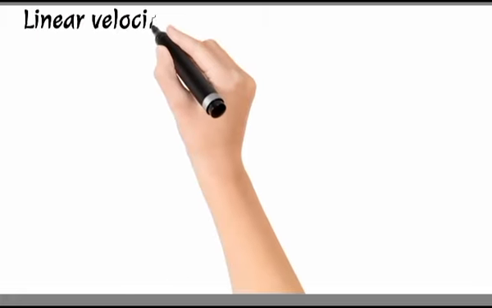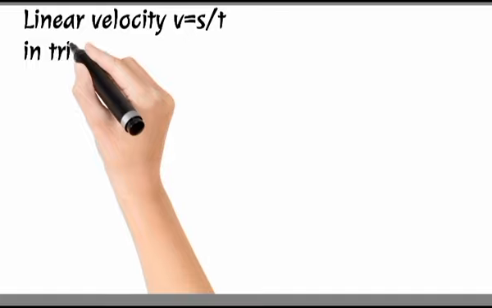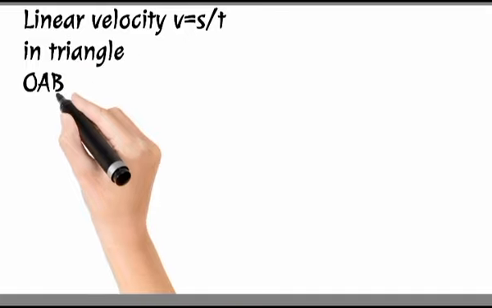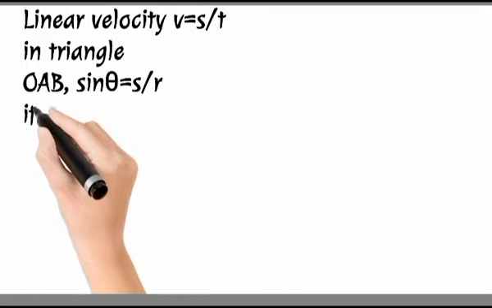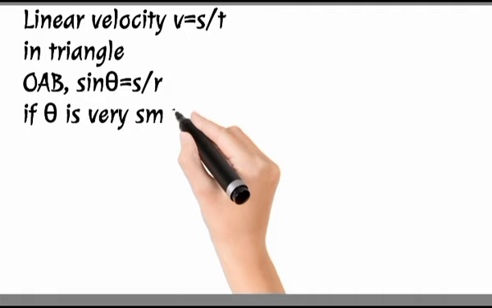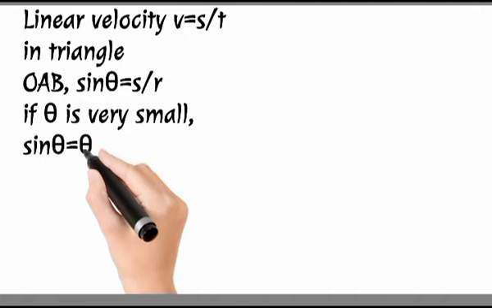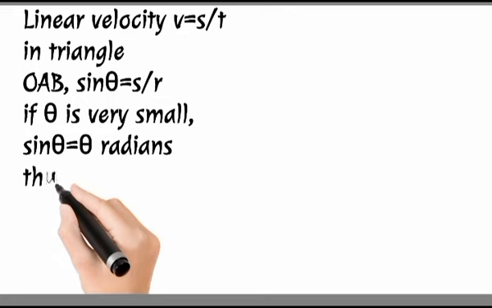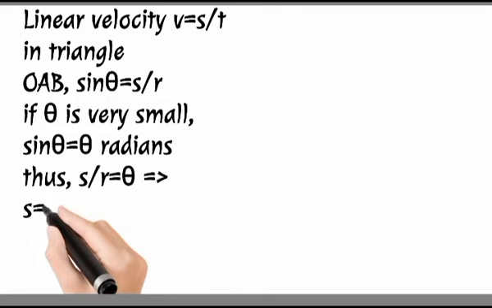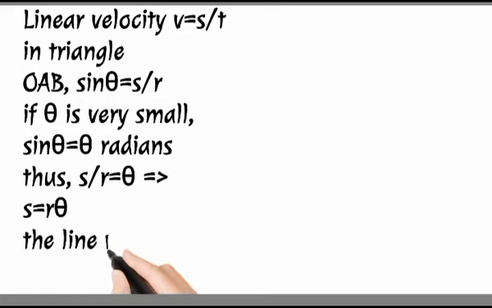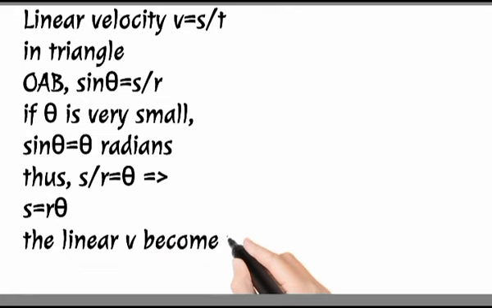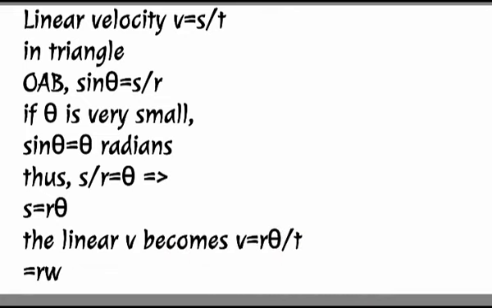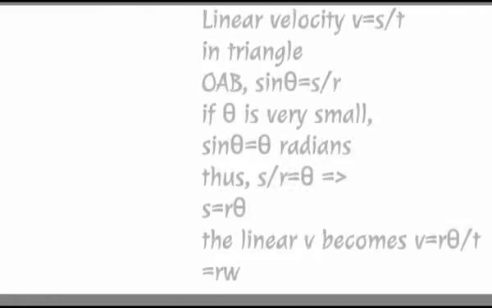Let v be the linear velocity of the particle, and then the linear velocity v is given by the displacement per unit time, s on t. In triangle OAB, sin theta equals opposite over hypotenuse, s on r. If theta is very small, then sin theta is approximately equal to theta in radians. Thus, s equals r theta. The linear velocity v becomes v equals omega r.